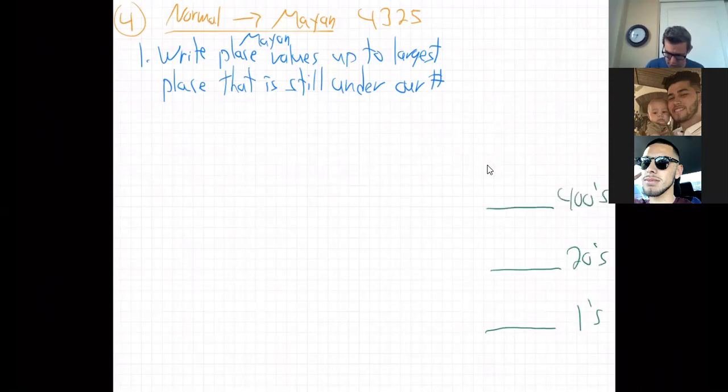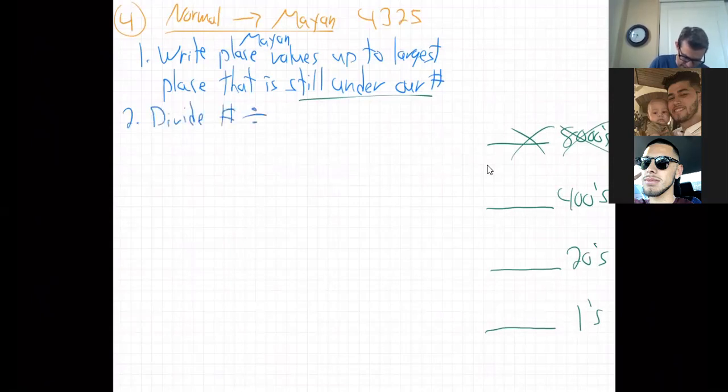We go up to the 400s, and then the next one would be, again, 8,000s, but we don't need any of that, because the largest one that is still under our number would be the 400s place, just like last time. All right, so step 2. Divide your number by the largest place. You start in the largest place value. So that'd be the 400.